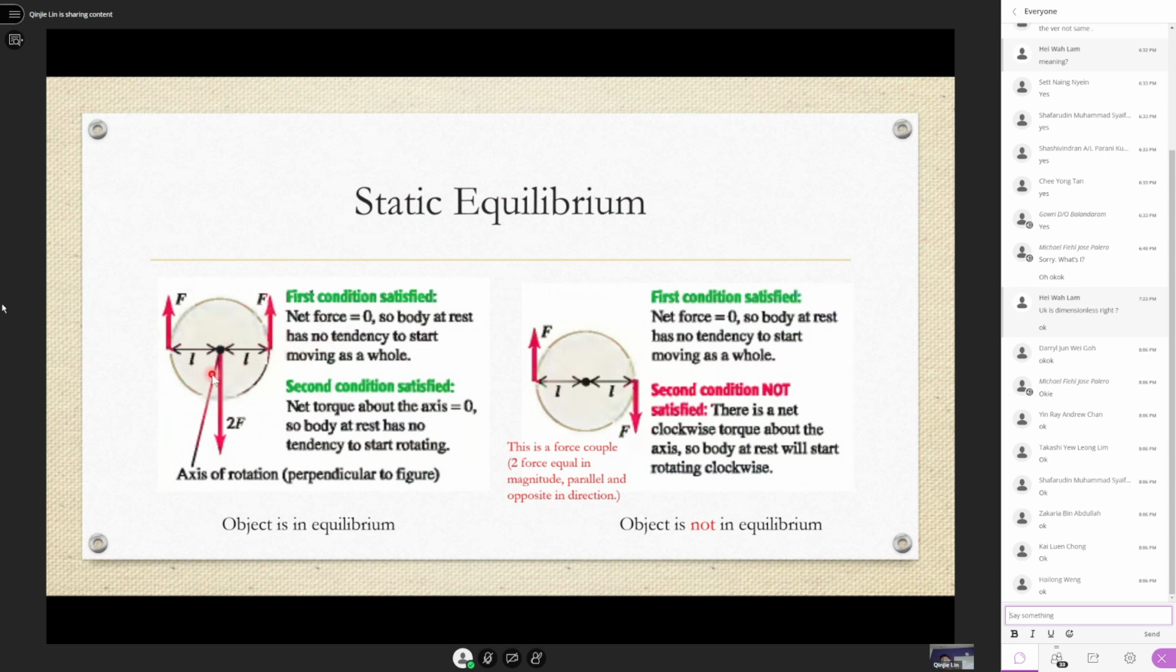Okay, then if you look at rotation, look about this point. You have an F trying to rotate anti-clockwise. The other F trying to rotate clockwise. This will cancel out, right? The one below is acting in the middle, so it's not going to cause any rotation, right? So the net torque about any axis is also zero. So this first object that we're looking at is in equilibrium.